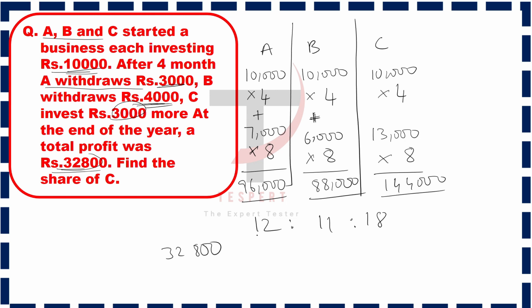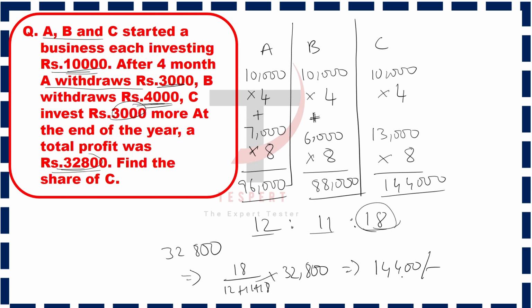And the profit is given here, 32,800. So this must be divided in the ratio 12 is to 11 is to 18. Here the part of C is 18, right? The share is 18. So C gets a share of 18 by, what is the total part? 12 plus 11 plus 18, into the total profit, which is 32,800. So after cancellation you will get 14,400 as the share of C.